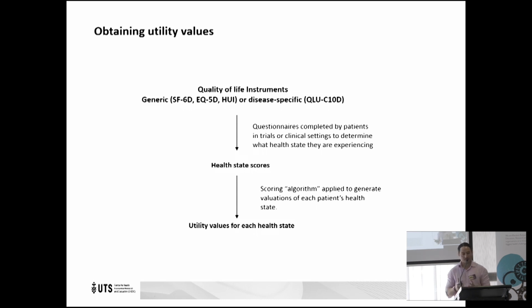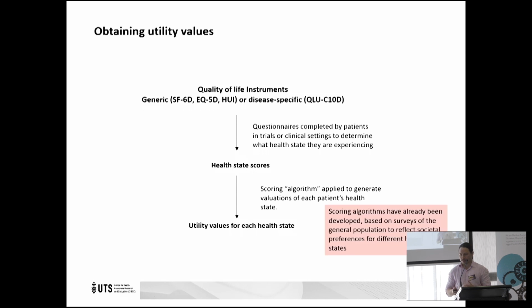There are generic ones that cover 5 main domains like mobility, pain, whether they experience anxiety or depression, and also their ability to perform their usual activities. The patients complete these questionnaires to describe what health state they are in across those domains. And then we have algorithms that are applied, and they convert their questionnaire responses into our utility value.